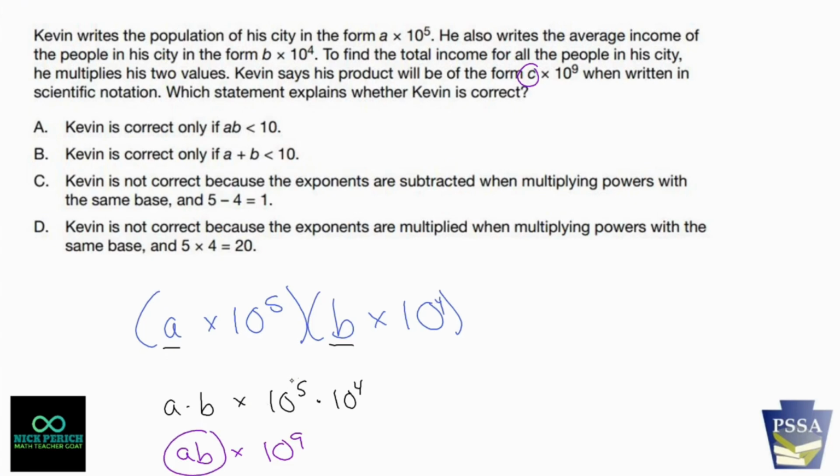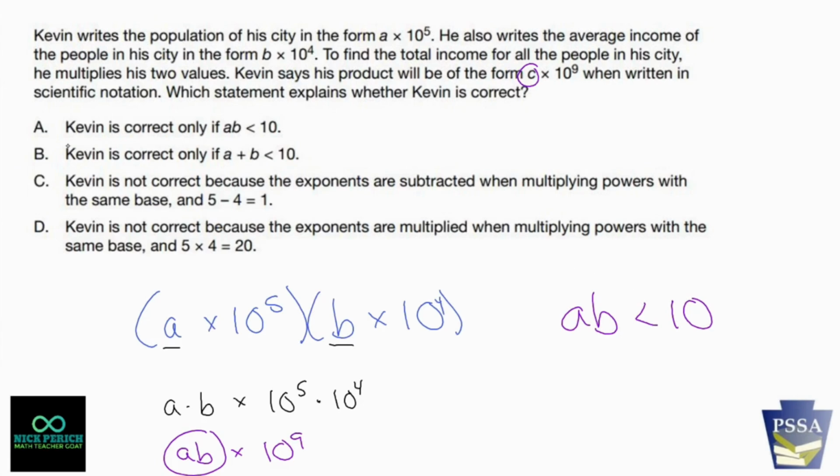Now he is saying that in order for this to be scientific notation, here's my issue. I got AB times 10 to the ninth. He got C times 10 to the ninth. His C and my A times B are the same. If you're going to keep it as scientific notation, it means that the number in front of 10 to the ninth has to be between 1 and 9.9999999. So C has to be smaller than 10, which means AB has to be smaller than 10.